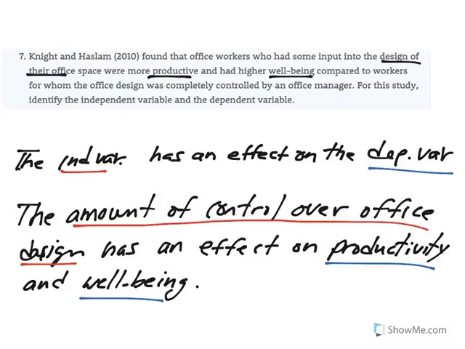Again, we're looking at what has an effect on what? It's the independent variable has an effect on the dependent variable. And we've identified both by first asking what is the outcome and what is it that we're manipulating? We're manipulating the amount of control the employees have over the design of their office space.